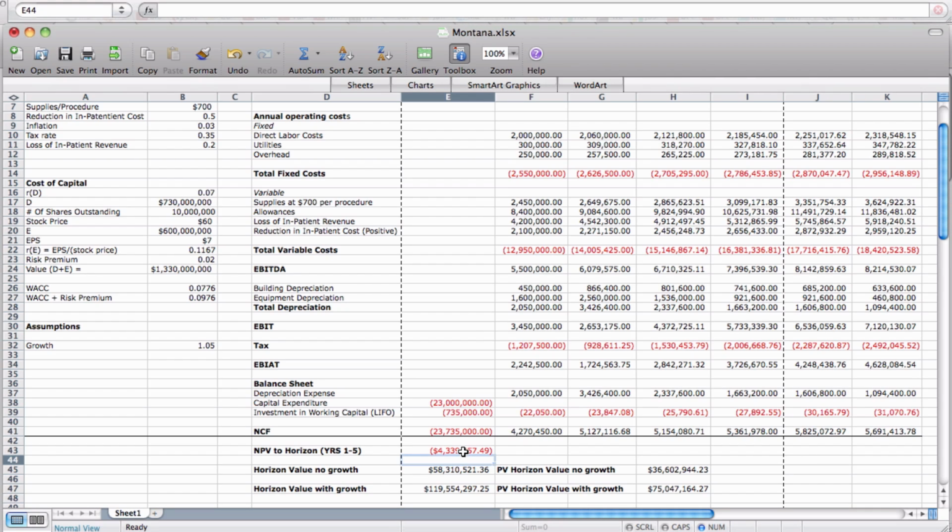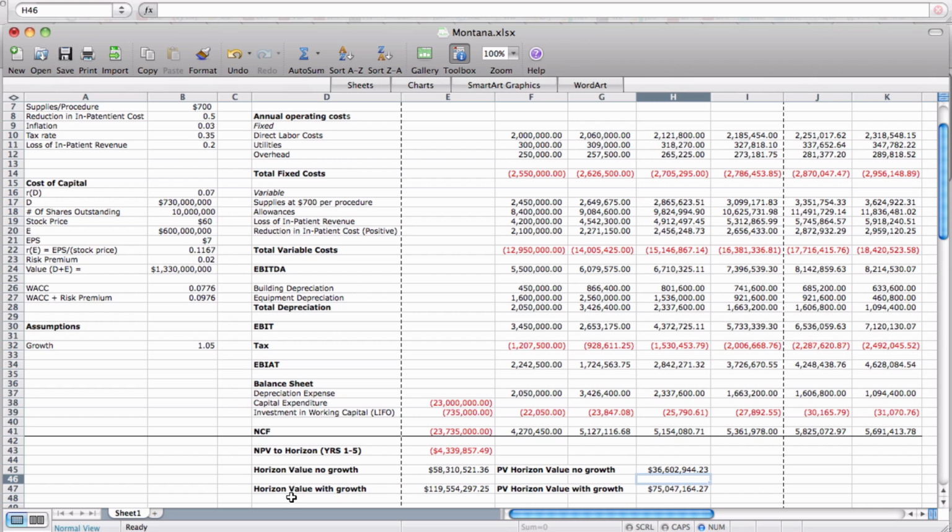Now, if we consider the business a going concern, meaning a perpetuity with no growth, we calculate that value by taking the year six value and dividing it by your risk-adjusted weighted average cost of capital. And then you convert that into present value terms.